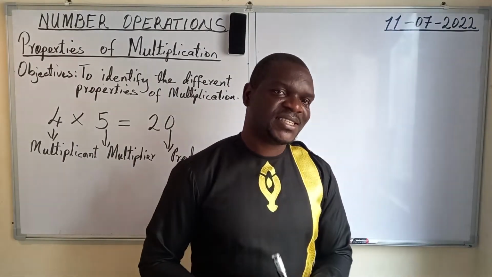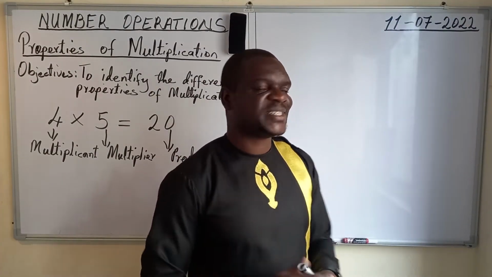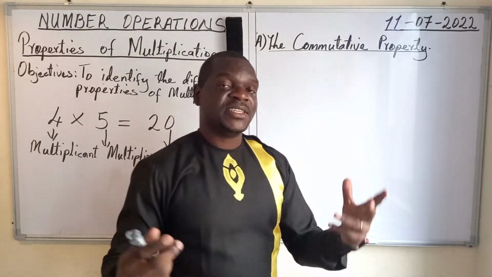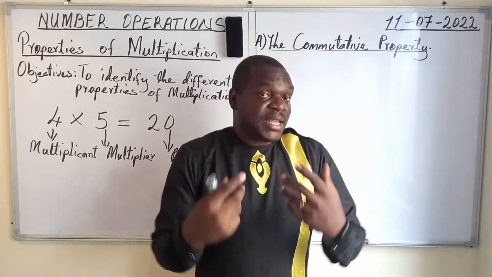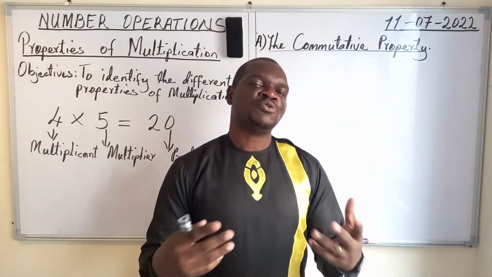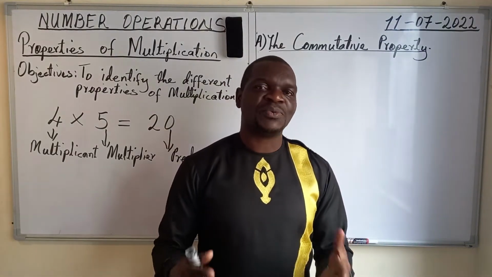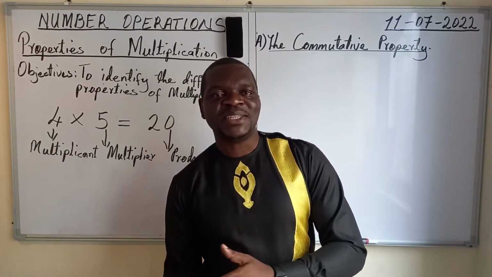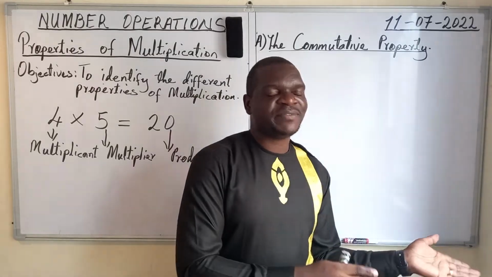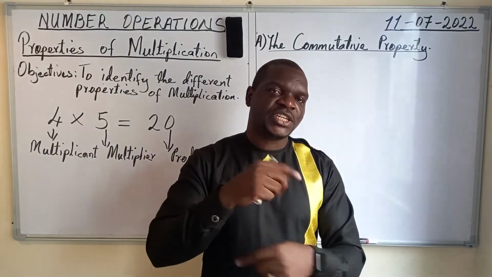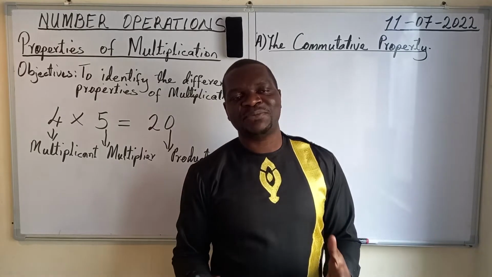And the first is the commutative property. What does the commutative property mean? The commutative property states that any order you want to multiply, the answer will always be the same, be it from right to left or from left to right. Once you change the order, the answer will always remain the same.